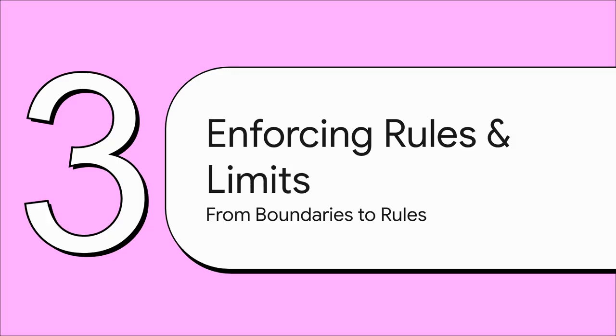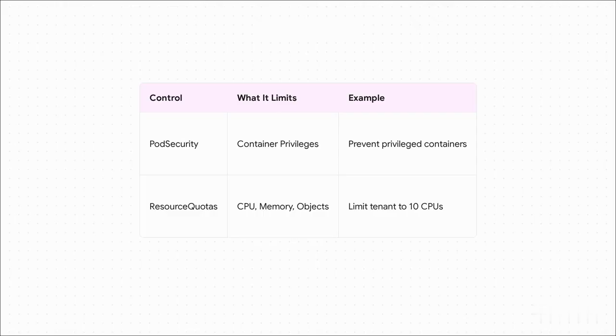So we've architected the boundaries, but that's not enough, right? Now we need to enforce rules within those boundaries. This is all about governance. We're shifting from just physical separation to actual behavioral control. This table really shows the two sides of that coin. Pod security is all about safety. It stops tenants from doing dangerous things, like running a privileged container that could escape its little box and try to take over the whole server. Resource quotas, on the other hand, they're all about fairness. This is what stops that noisy neighbor we talked about from hogging all the CPU and memory. It ensures predictable performance for everyone else in the building.